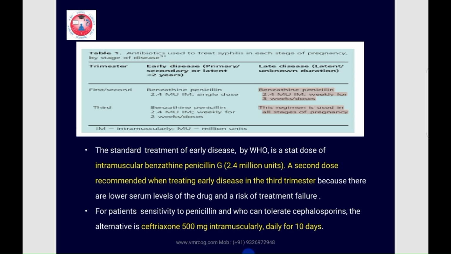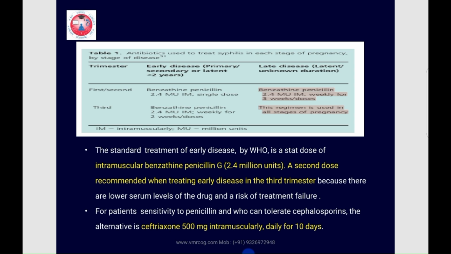Okay, so the standard treatment for early disease by WHO is a starting dose of intramuscular benzathine penicillin G 2.4 mega units. A second dose is recommended when treating early disease in the third trimester because there are low serum levels of the drug and a risk of treatment failure. Okay, for patients who are sensitive to penicillin, who can tolerate cephalosporin, the alternative is ceftriaxone 500 milligram intramuscularly for 10 days. So you may get a scenario in which it is mentioned that the patient is sensitive to penicillin.